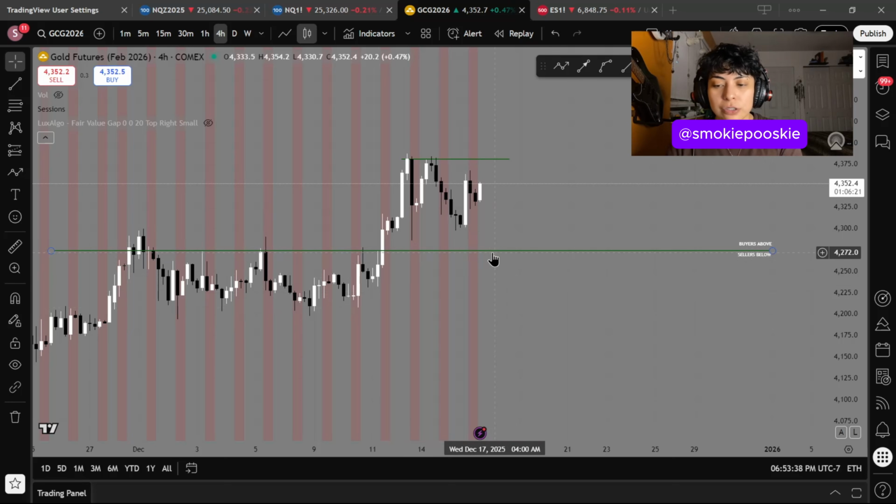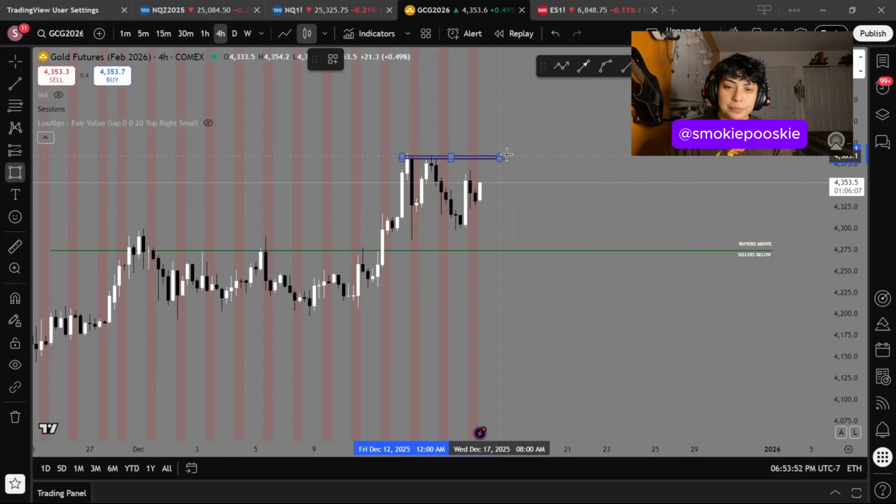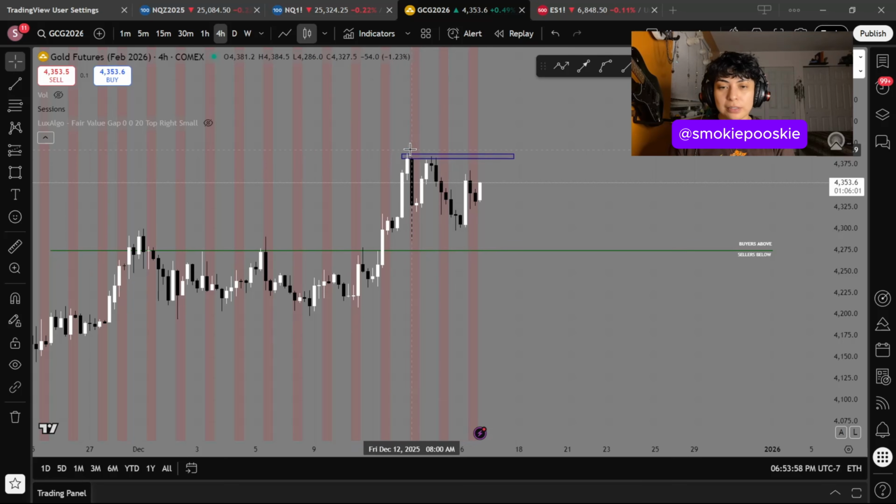That market structure is created out of the body candles, and that's why I mark the bodies of the candles and not the wicks. And also the reason I don't use boxes is literally just aesthetics. I don't like the way it looks. I know that price is going to go up to here. I don't need to mark it in a box.